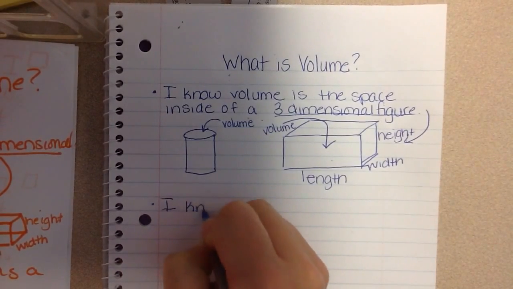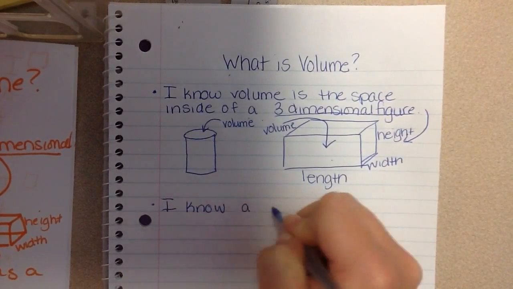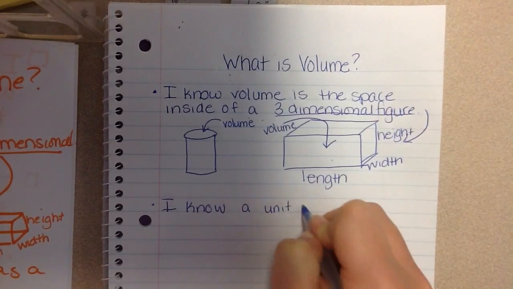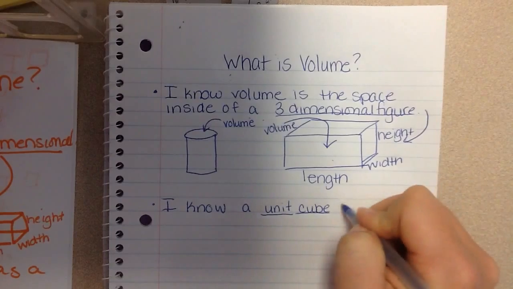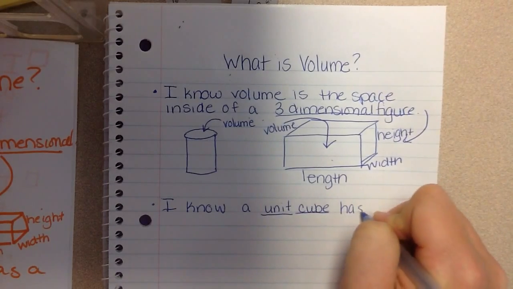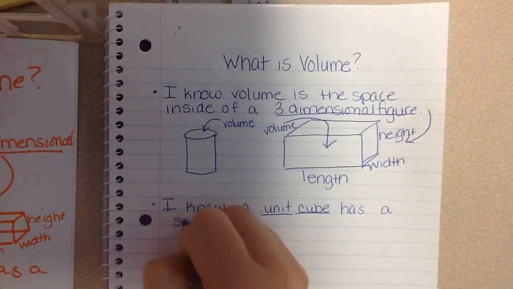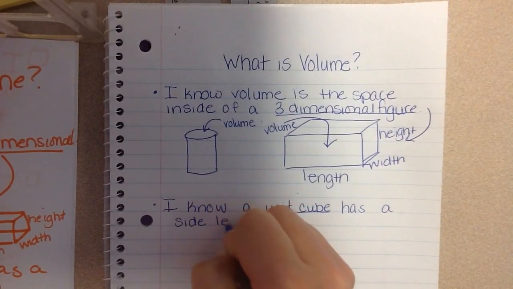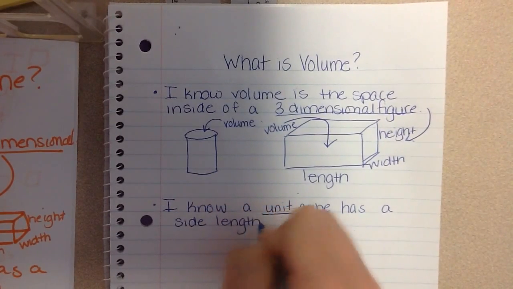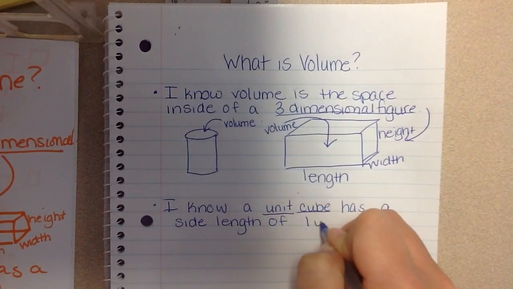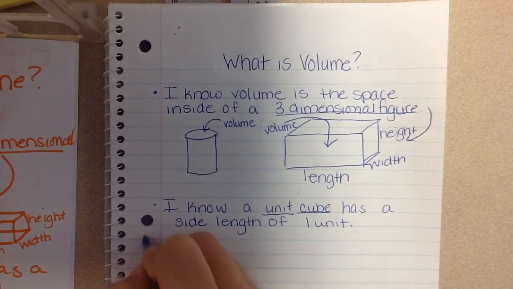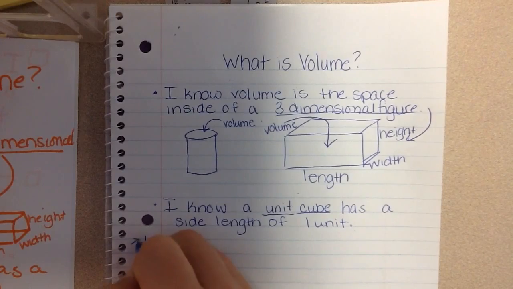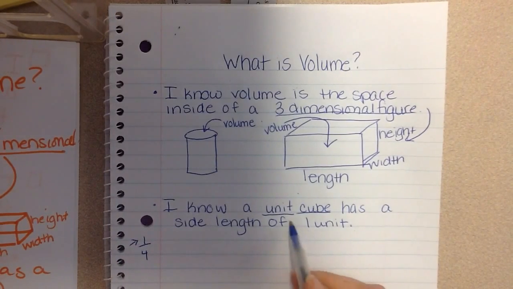I also know a unit cube. We're going to use those two words quite often. So let's spend some time talking about what a unit cube is. A unit cube has a side length of 1 unit. We talked about unit fractions. The numerator of a unit fraction was 1. This was a unit fraction. So a unit cube has a side length of 1.